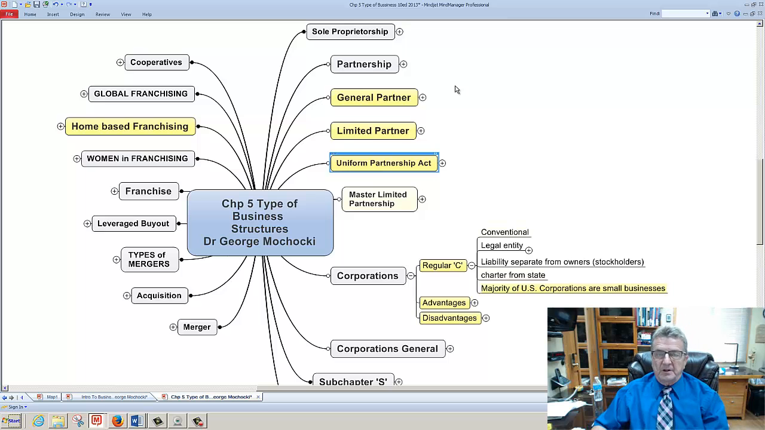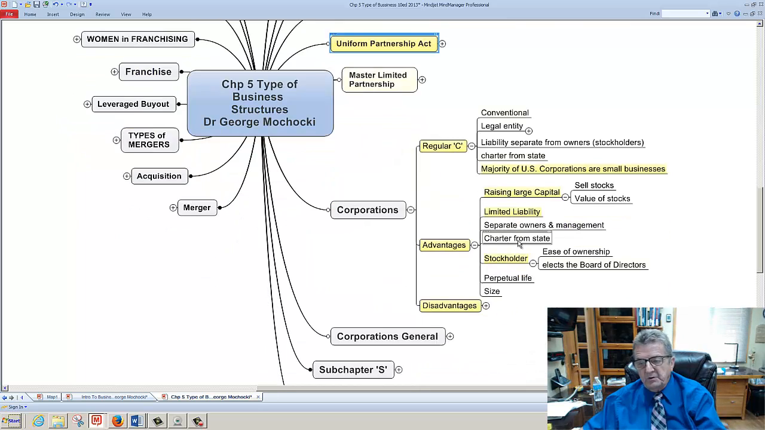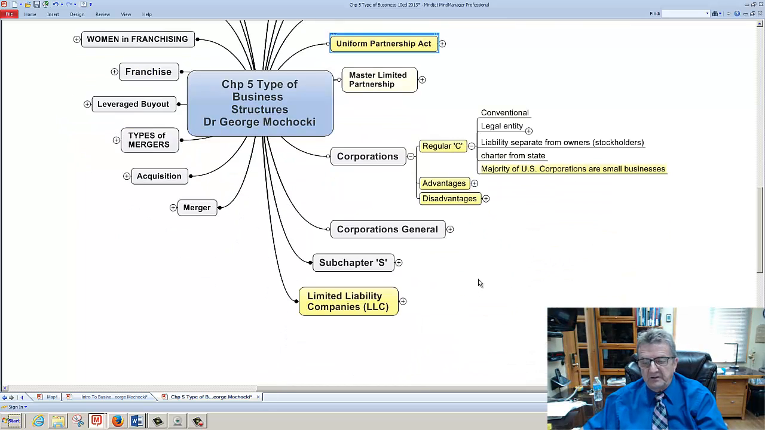I don't do anything with the management. If I don't like what Motorola is doing, I can't fire the management or the CEO. I could get rid of the board of directors and bring in a board of directors that has my viewpoint, and those directors will fire or hire or bring in a new president or a new direction for the organization. Okay, and advantages: large capital, charters, stockholder ease, and everything else.